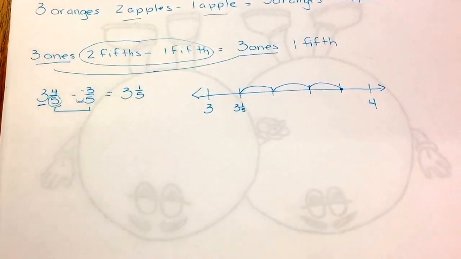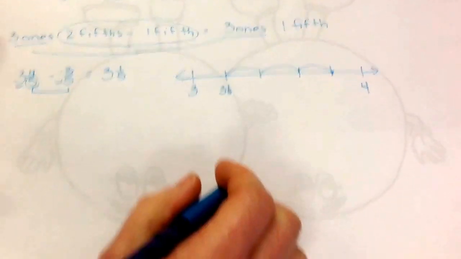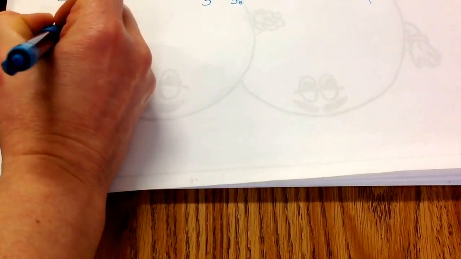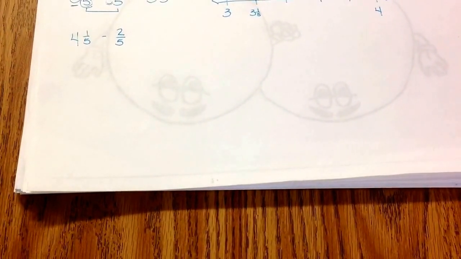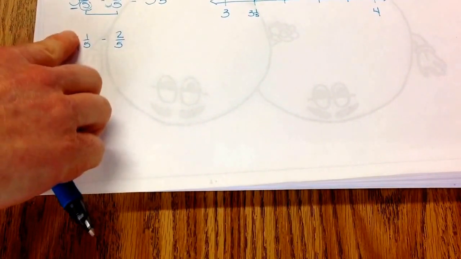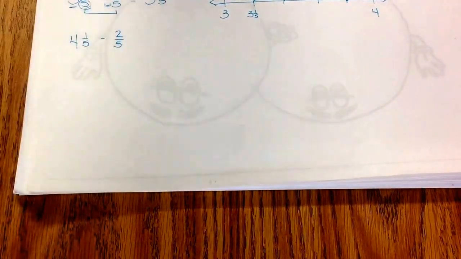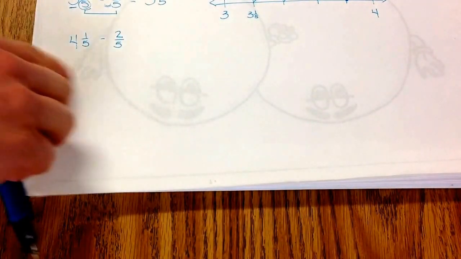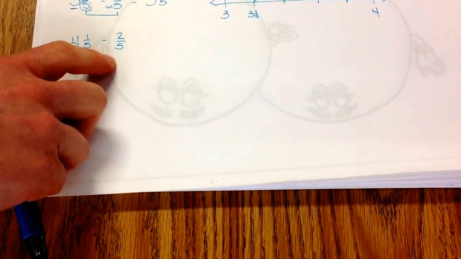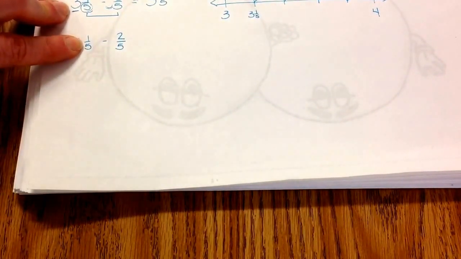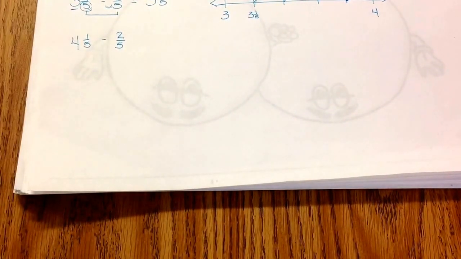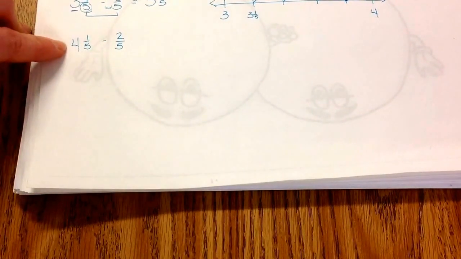All right, let's look at another one. This time it's going to be a little more complicated. Let's imagine I have 4 and 1 fifth minus 2 fifths. Go ahead and write that down. And think about, do I have enough in my first fraction to subtract my other fraction? If you looked at it, you probably noticed that you don't. You cannot do 1 fifth minus 2 fifths. So I have to break down my 4 wholes.